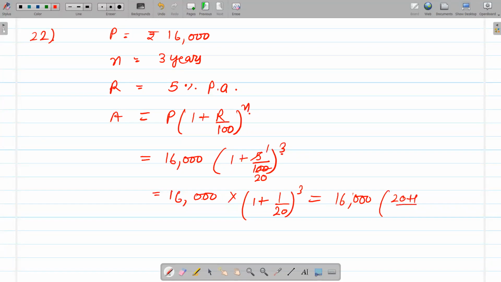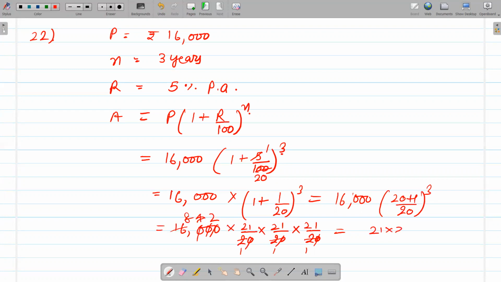तो it will be (20 plus 1 upon 20) raised to power 3, and आपके पास आ जाएगा 16,000 into 21 upon 20, 21 upon 20 and 21 upon 20. तो 3 zeros cancelled, 2 ones are 2, 2 eights are 16, 2 ones are 2, 2 fours are 8, 2 ones are 2, 2 twos are 4. आपके पास बना 21 into 21 into 21 into 2. 21 का cube होता है 9261 into 2 कितना हो गया? 18,522. That is the amount.